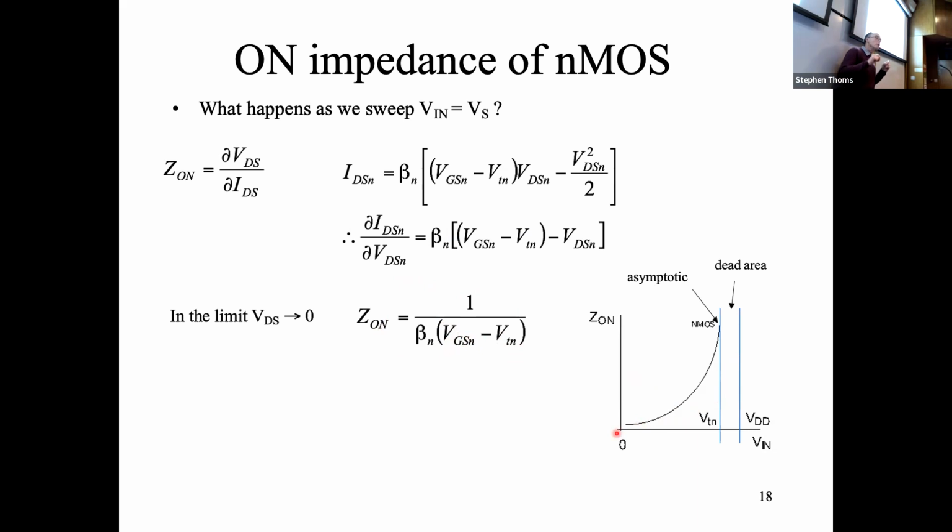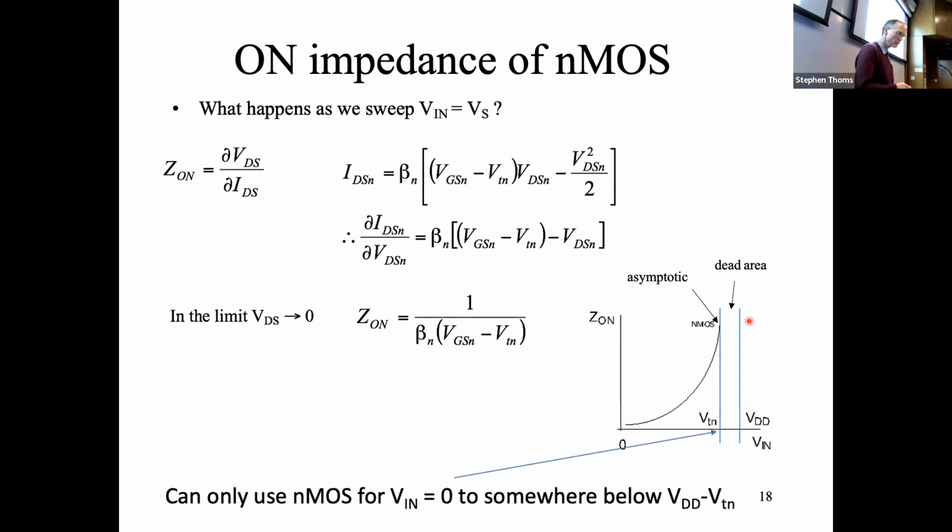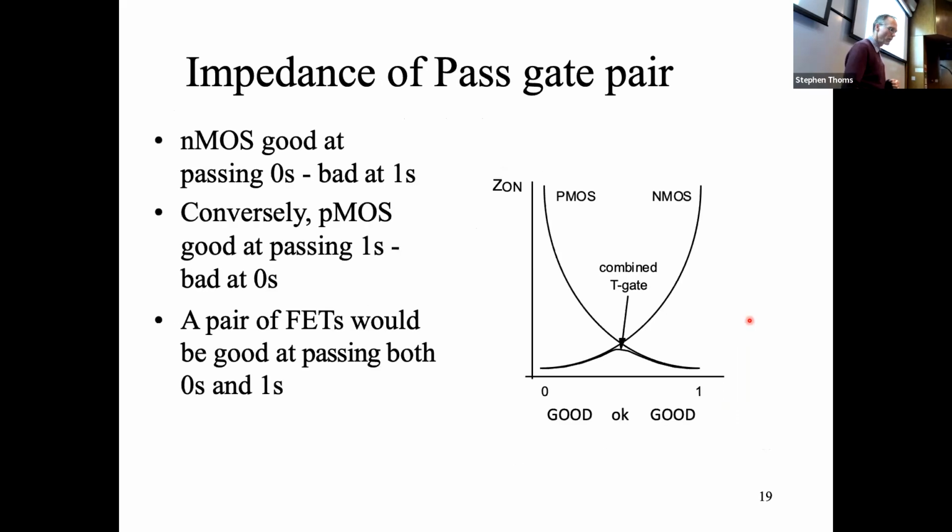So when the input voltage VS is 0, then the impedance is low, and it works really nicely. As the voltage goes up, the impedance goes up, so it doesn't work so well. So we can only use the NMOS for somewhere below VDD minus V threshold, and probably quite a bit below that, because otherwise it gets really slow. So the NMOS passes the 0 quite nicely. If you put a signal of 0 in, you get 0 out, and the impedance is low, and that's great.